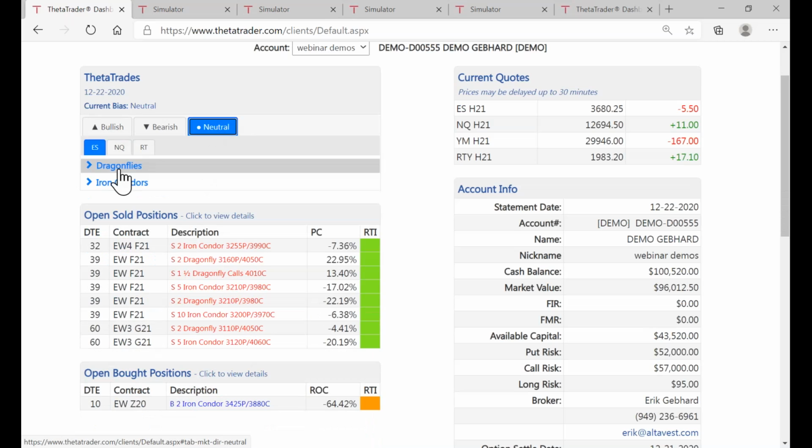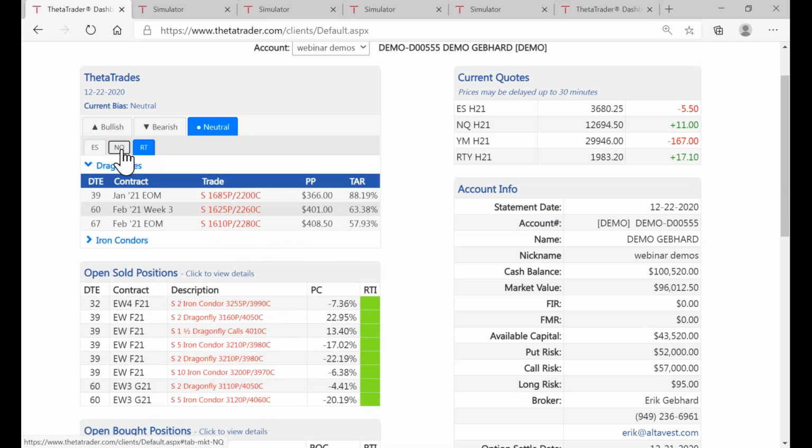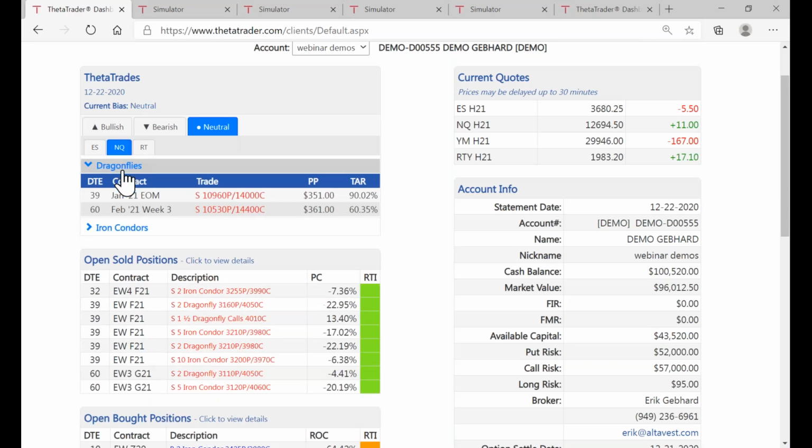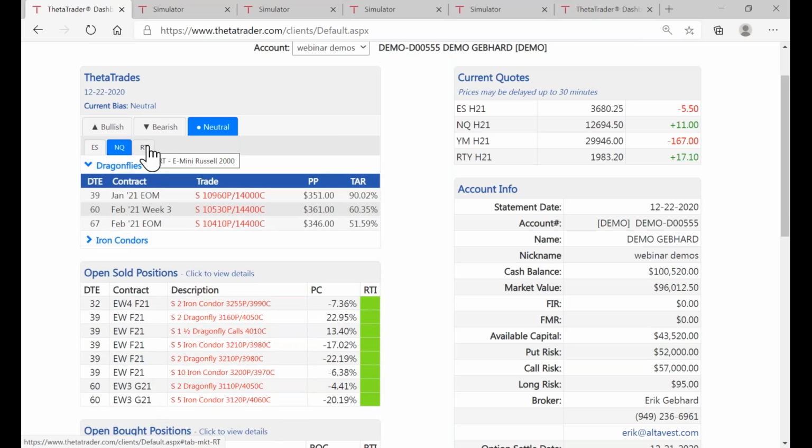And of course, you have the non-directional strategies, and that's available on the NASDAQ and the Russell. And we'll occasionally do those as well. The Russell's really gone ballistic this last month. But all right, with that said, enough of that.